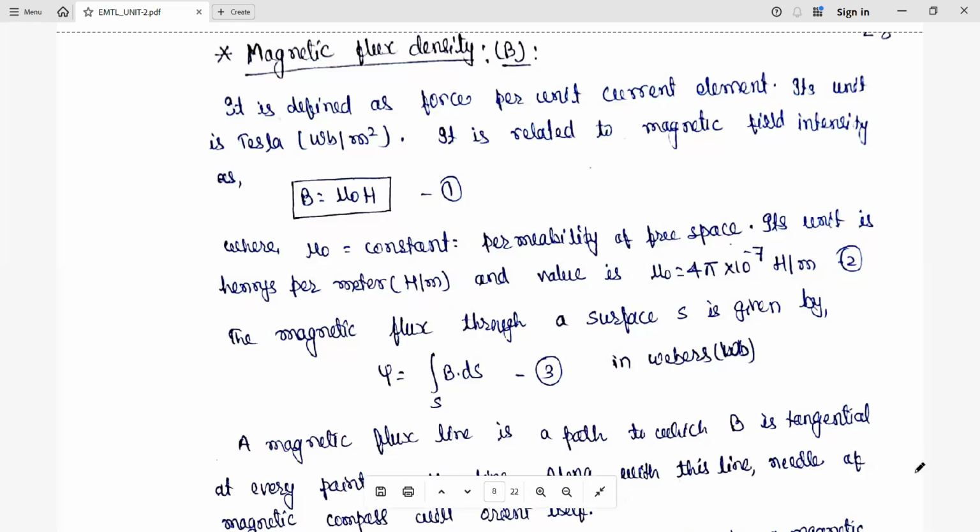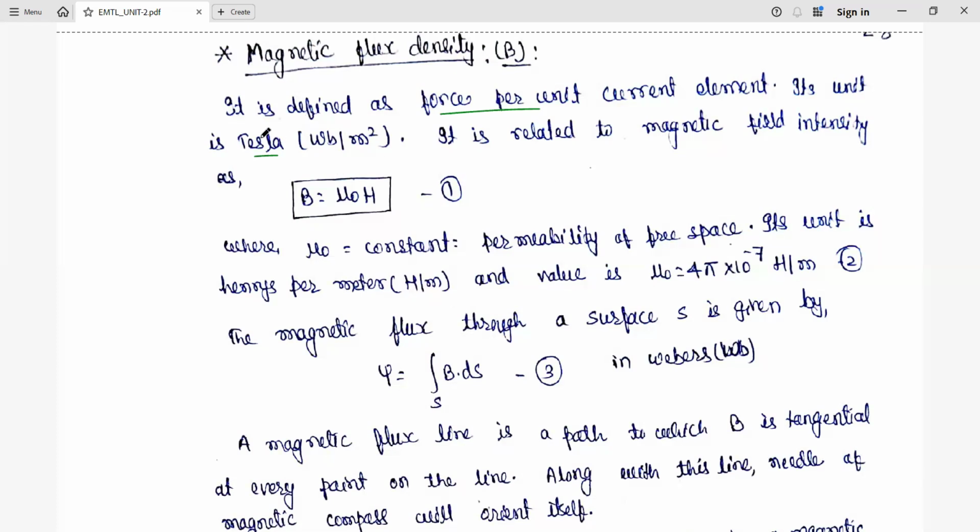Hello, what is magnetic flux density? You can recall the concept of electrostatic flux density. Similarly, here we have magnetic flux density. It is defined as the force per unit current element. And its unit is what? Tesla. It can also be written as Weber per meter square.